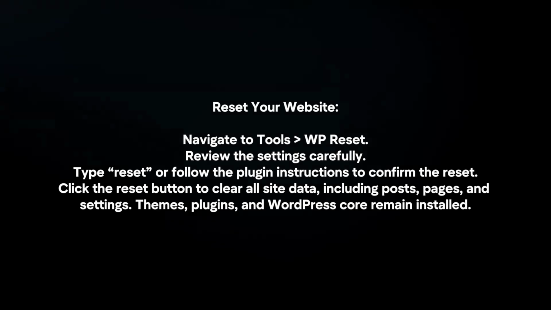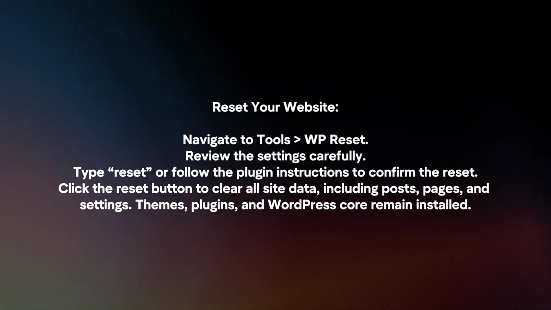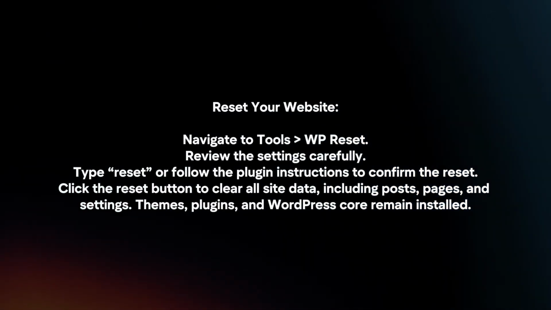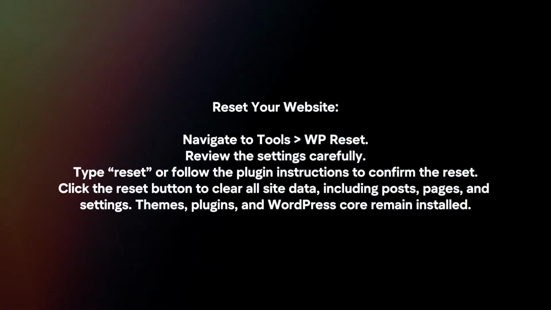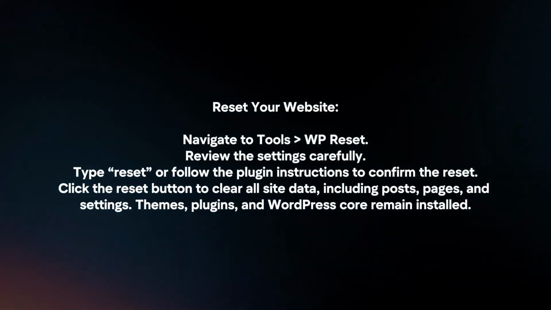Navigate to Tools, WP Reset. Review the settings carefully. Type reset or follow the plugin instructions to confirm the reset. Click the reset button to clear all site data, including posts, pages, and settings. Themes, plugins, and WordPress core remain installed.